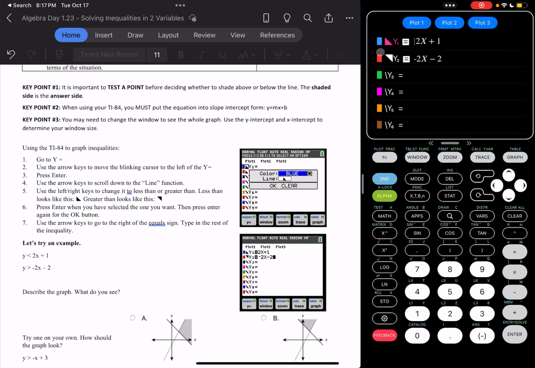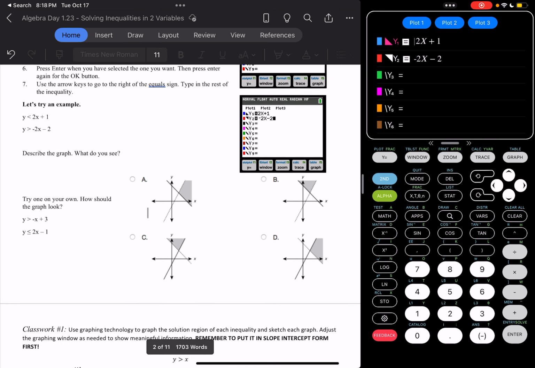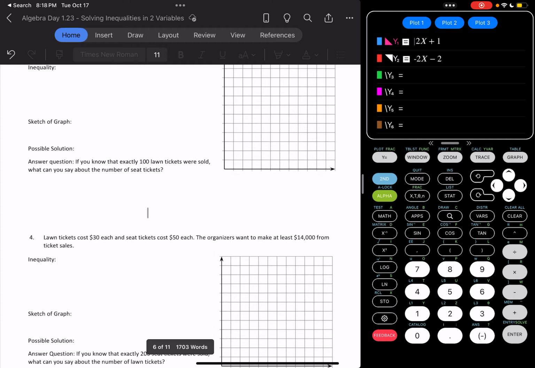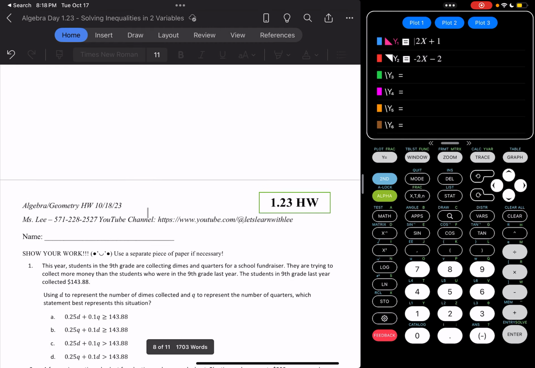But again, that's how you do that. You go to the left of your y sub 1 and y sub 2, change the line by pressing enter, and change the line to be the downward triangle for less than or the upward triangle for greater than. Okay? All right, so let's look down at our homework now that we've had that little review.